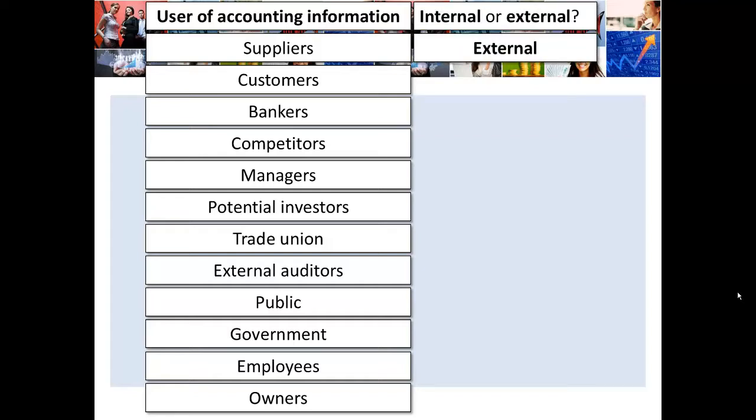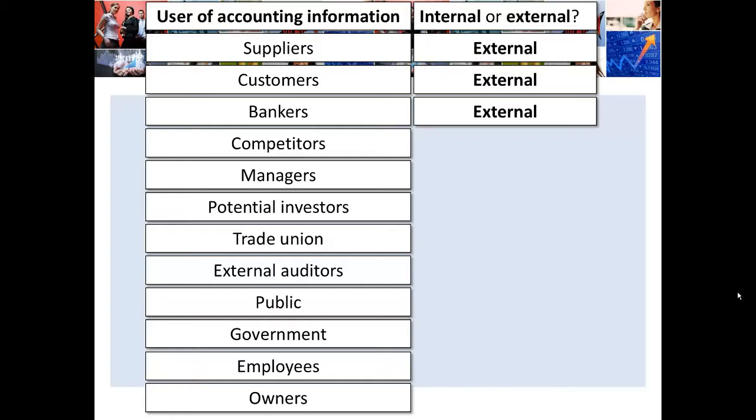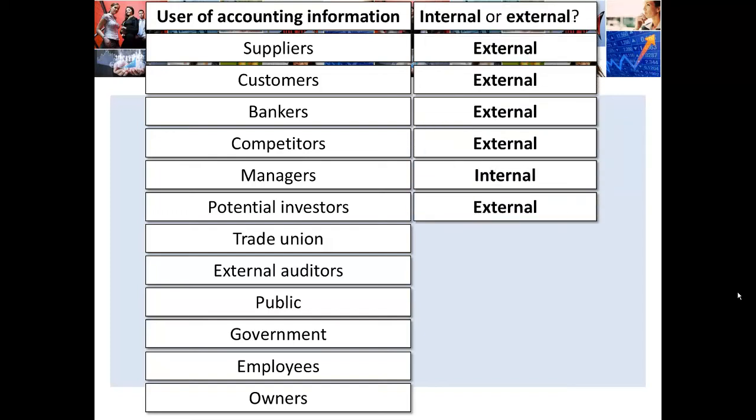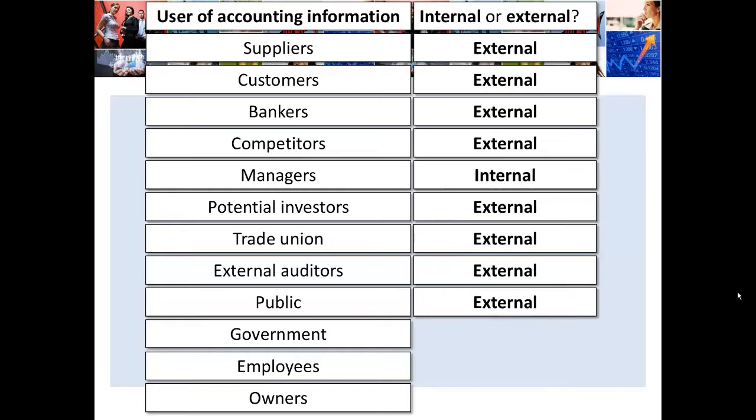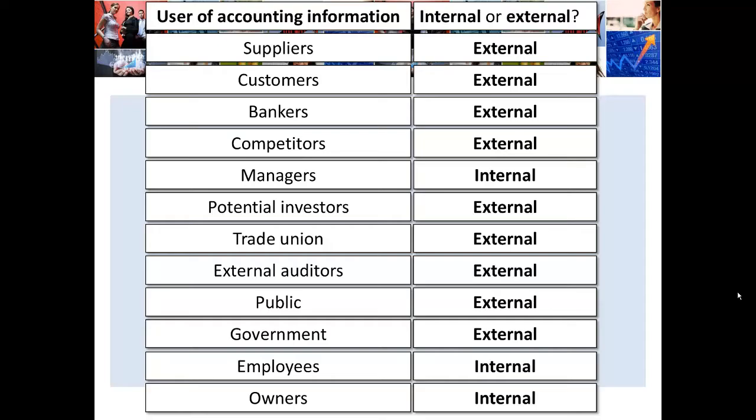So suppliers, they're outside the company, they must be external. Customers, obviously external. Bankers are not within the firm, they're external. Competitors, obviously external. Managers, they're within. Potential investors, external. Trade unions, external. Another internal one coming up, and the last one, owners, are of course internal as well to the company, to the firm, to the business.